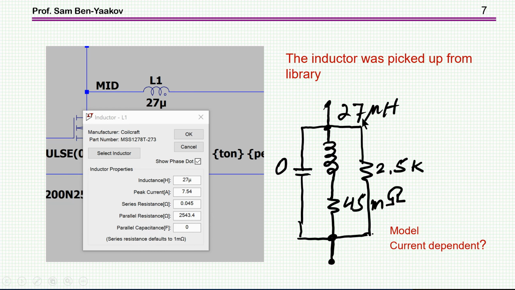This is the 27 microhenry inductor, the RDC, then 2.5 kilohm, and in this particular case, they are not providing information about the parallel capacitor, which is, by the way, very important. So the question is, is this model also taking into account the RAC? It doesn't say here, so let's explore this question.